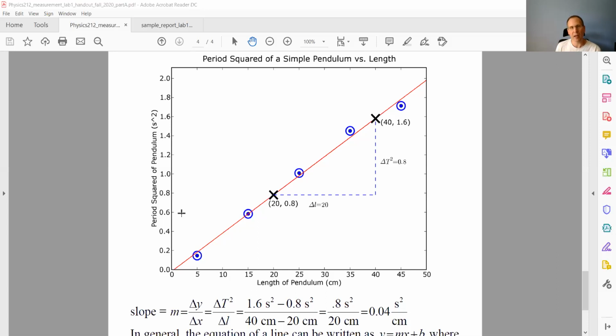And I'll help you guys out with this. Again, if I plot period squared on the y versus length on the x, I get a linear relationship, a linear fit here. So how does that help me? Well, let me go to the iPad to show you this.